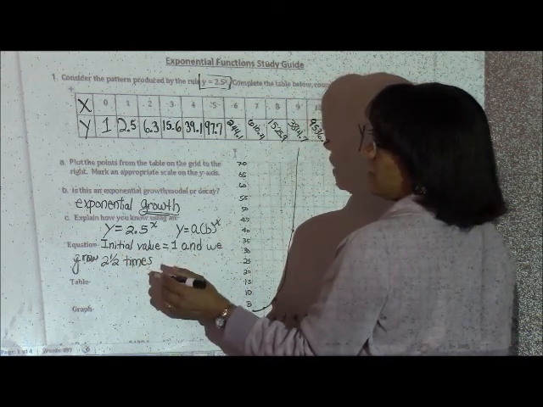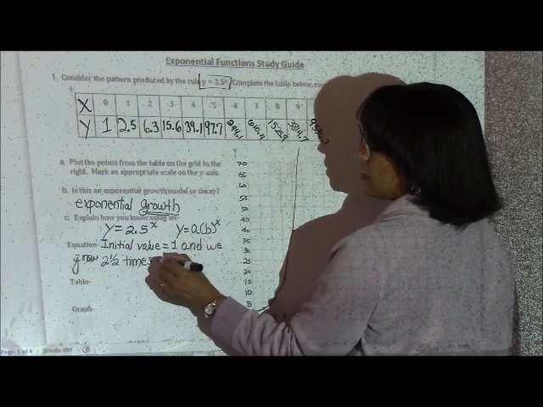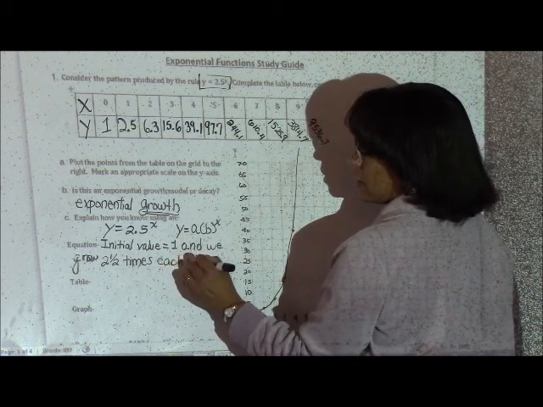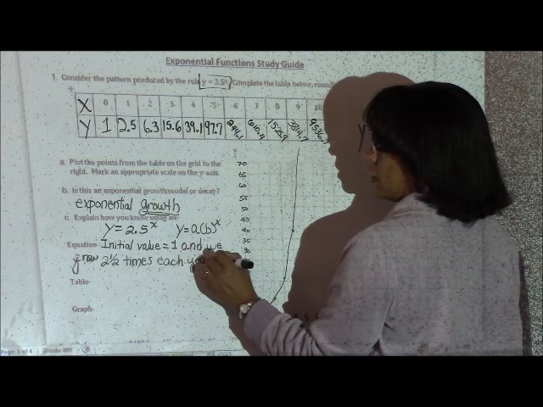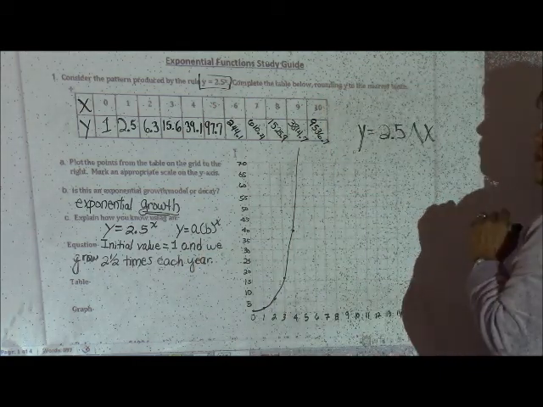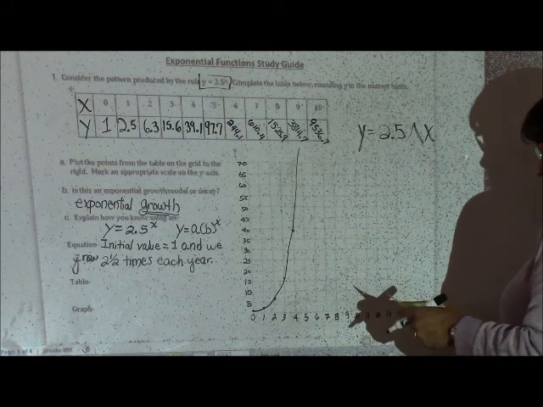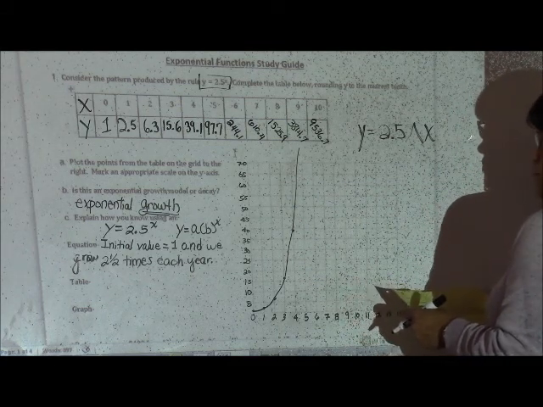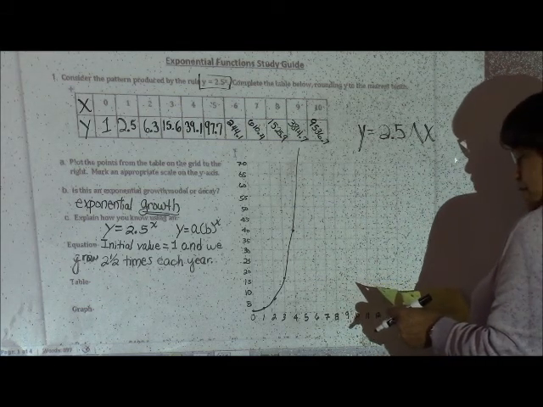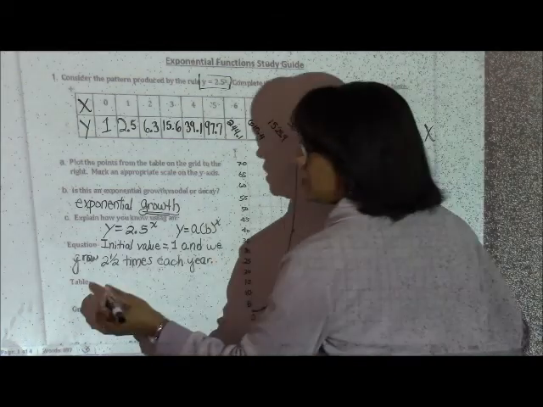So we're 2.5 times more each year. Okay, if you look at your table, you can see that to get from one y to the next, you have to multiply by 2.5. So I'm trying to give a good way to do it.